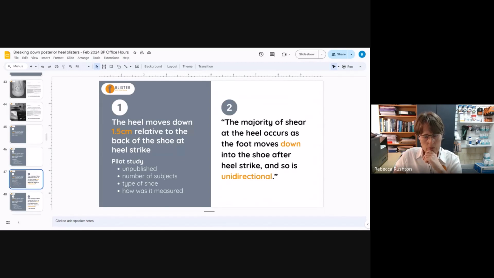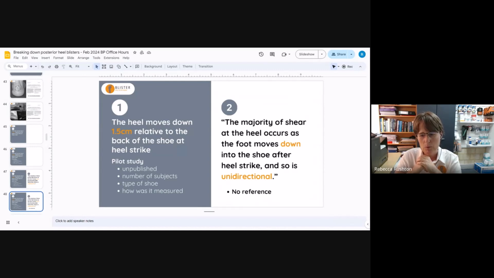The other thing that they mentioned was that the majority of shear at the heel occurs as the foot moves down into the shoe after heel strike, and so it is unidirectional. Now, this was just stated. There was no reference, and I didn't know that was the case. I know that it definitely hurts more at heel strike than at heel lift when you've got a blister. So there's no doubt that there is a lot of shear at heel strike, but how relevant is the heel lift shear event? Is it negligible?